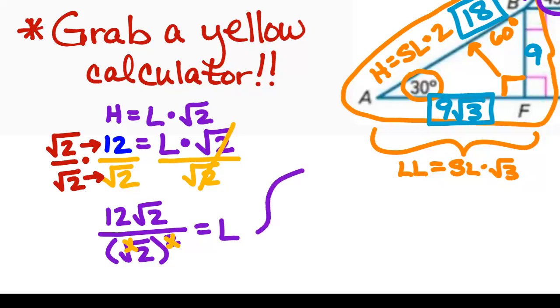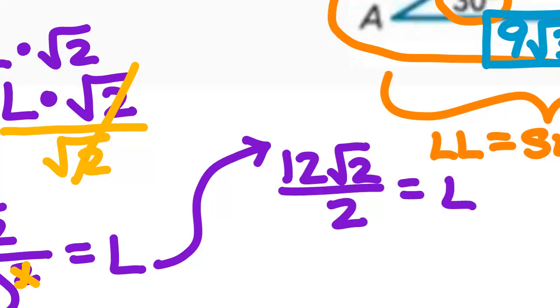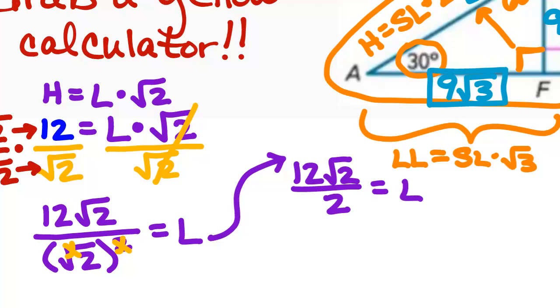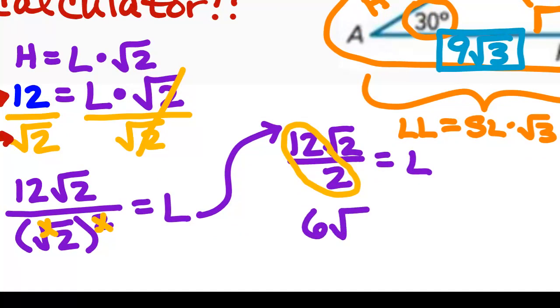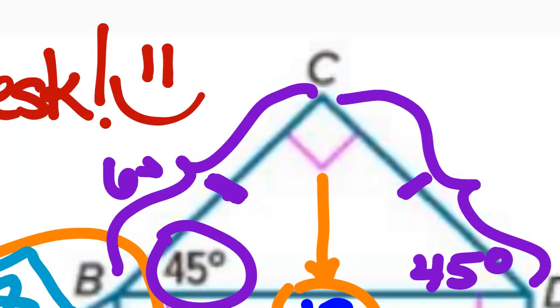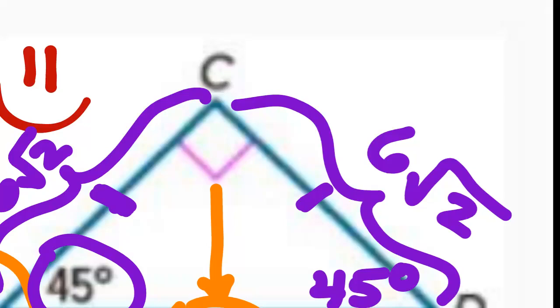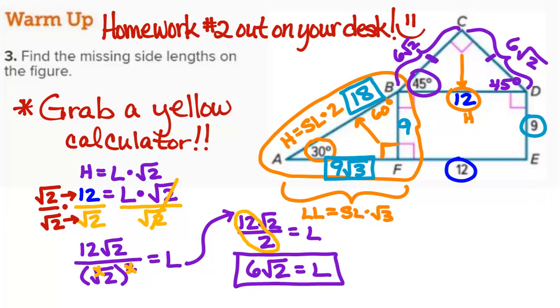Bring my work around over here. So I would have 12 square root of 2 over 2 is equal to that leg. And then I can simplify this fraction. 2 goes into 12 6 times, so 6 square root of 2 is equal to that leg. So I can add that to my picture. 6 square root of 2, 6 square root of 2. All right. Very nice work.